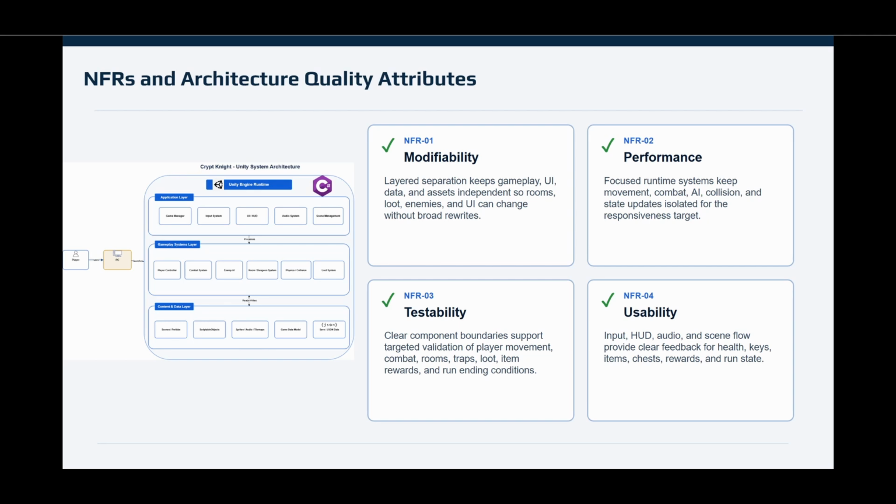The architecture was shaped by these quality requirements. The layering shown in the architecture diagram is not just for organization of components, it directly supports how the system can be changed, optimized, tested, and understood by the player.